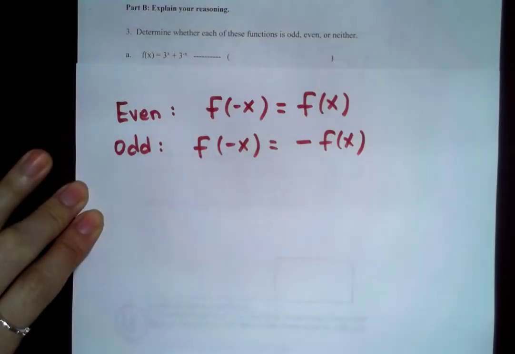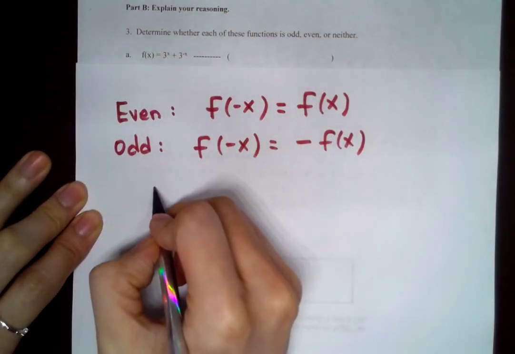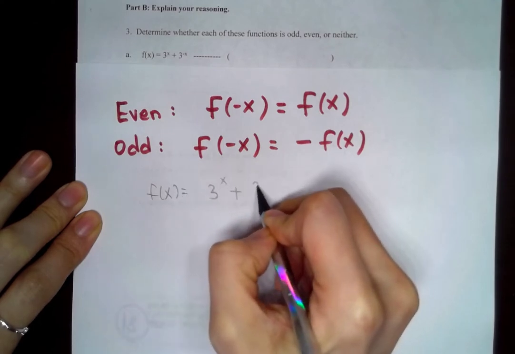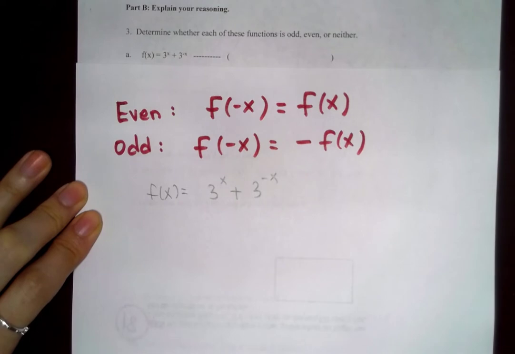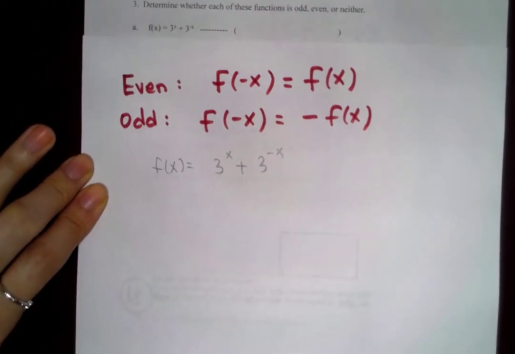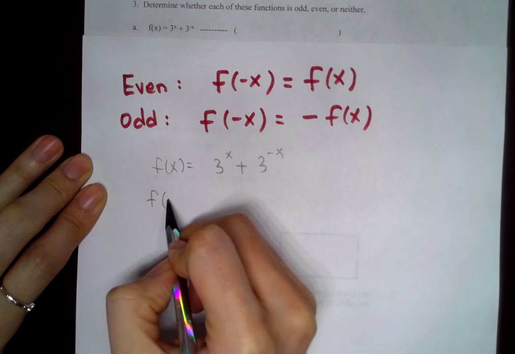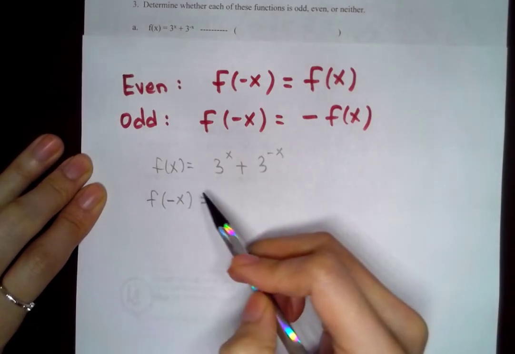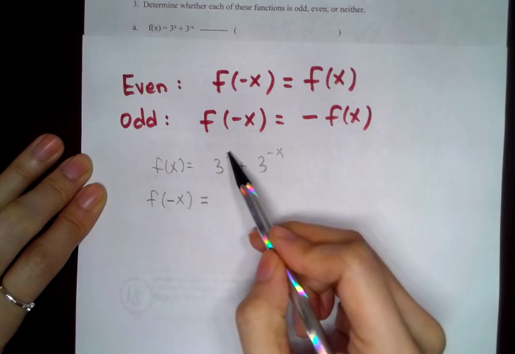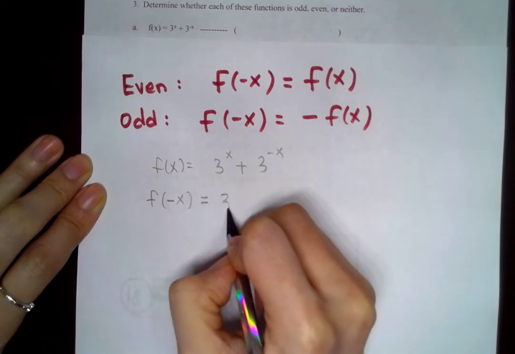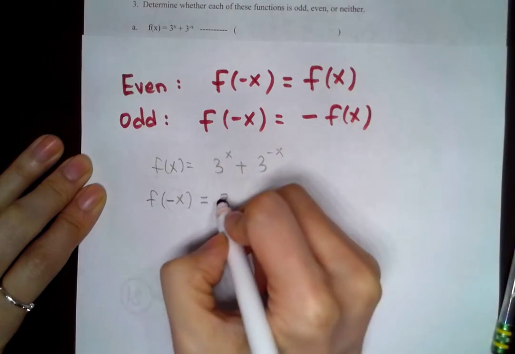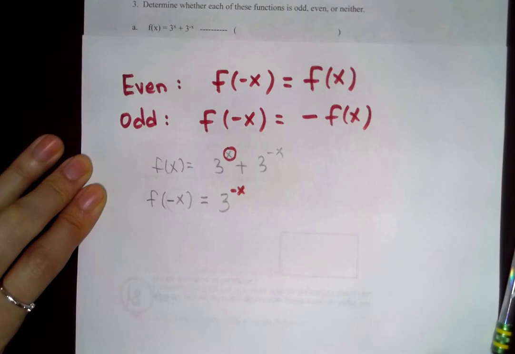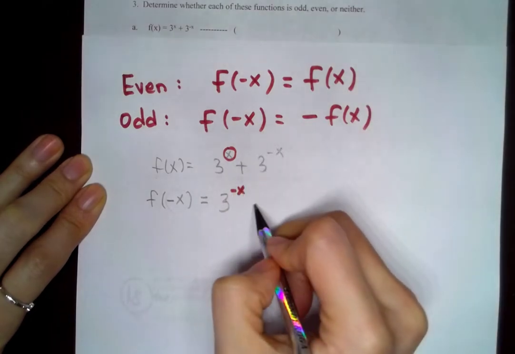So let's do A. So here my function f of x equals 3 to the x plus 3 to the negative x, right? And what do we do to check even or odd? We will check f of negative x, right? So all you need to do is substitute negative x into your x. So look, 3 to the, you see x here, negative x, all right? Whenever you see x, you change it to negative x.